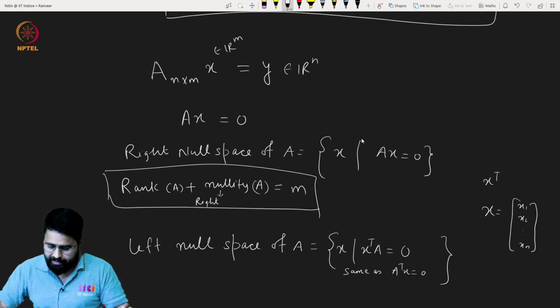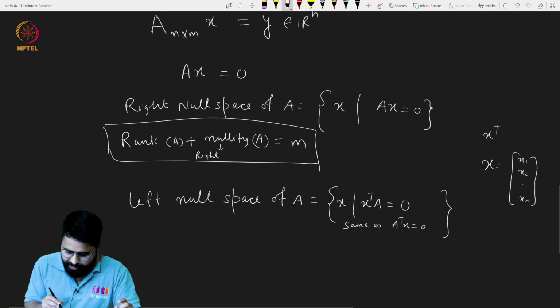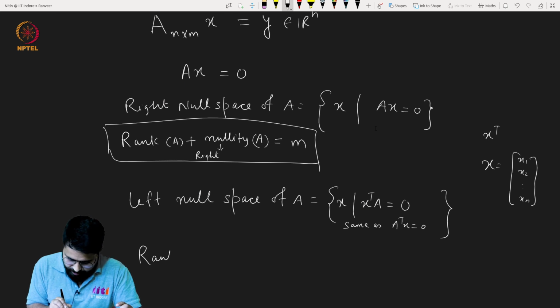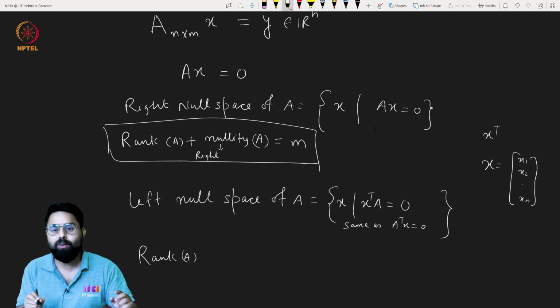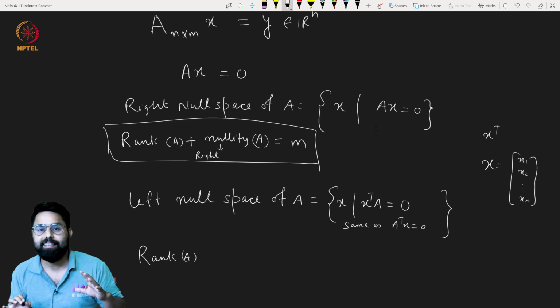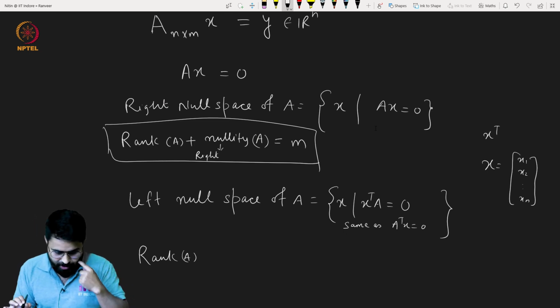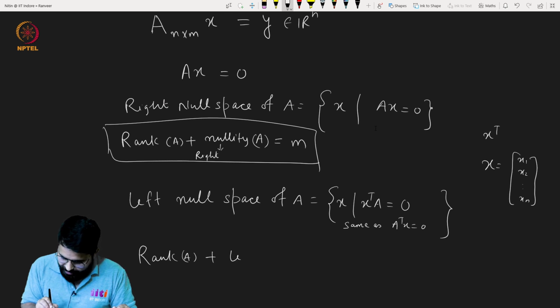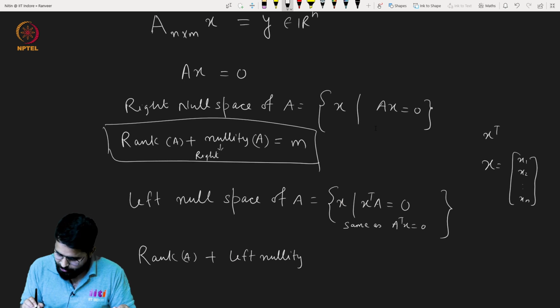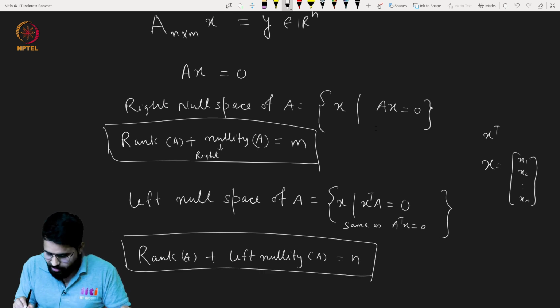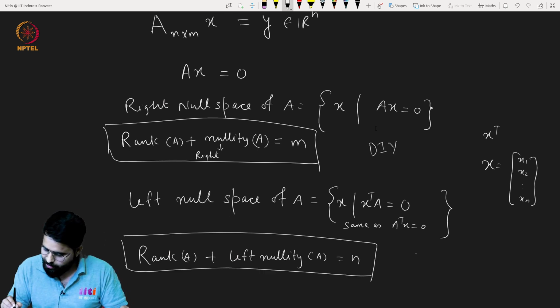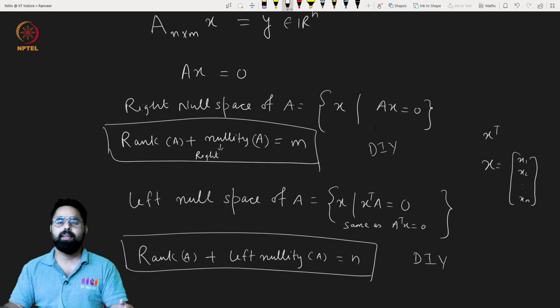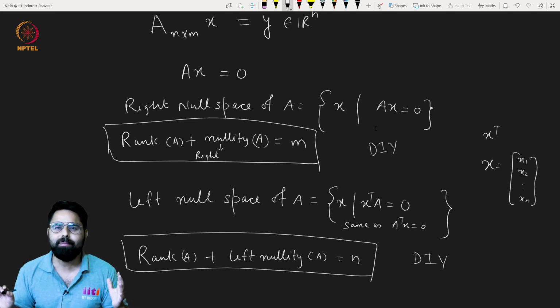Okay. Similarly, the famous thing can be written for the rows also, and that thing is rank of A. Remember, row rank and column rank are the same, so I am just writing rank, right? This is DIY, you have to prove why it is so, plus left nullity equal to n. So this is also DIY. Please revise these beautiful fundamental concepts.